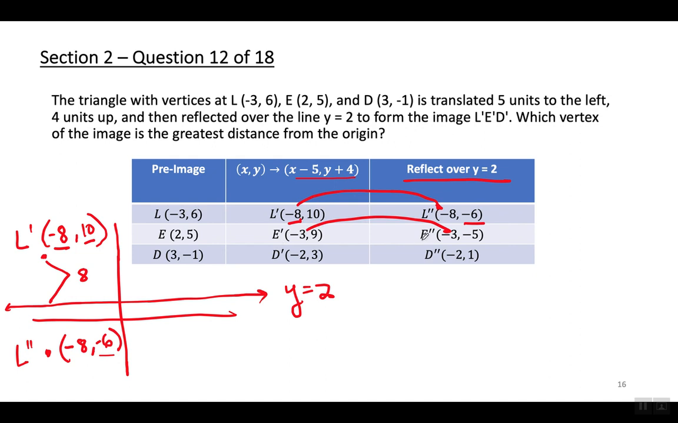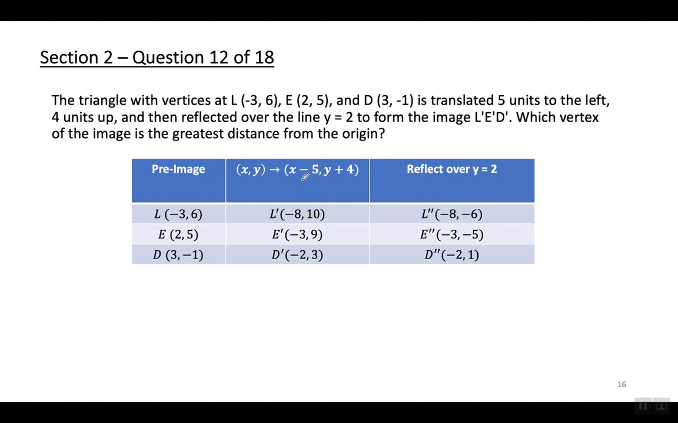En todos estos ejemplos, cuando se refleja sobre la línea y igual a 2, si se fijan, el coordinado de x no cambia, se queda igual. Solamente está afectando el coordinado de y. El problema en el examen es bien similar a lo que yo escribí aquí. La única diferencia va a ser que los números van a ser un poquito diferentes y lo van a reflejar sobre y igual a un número diferente de 2. Pero si entienden cómo hacerlo en este ejemplo, lo van a entender cómo hacer en el examen.